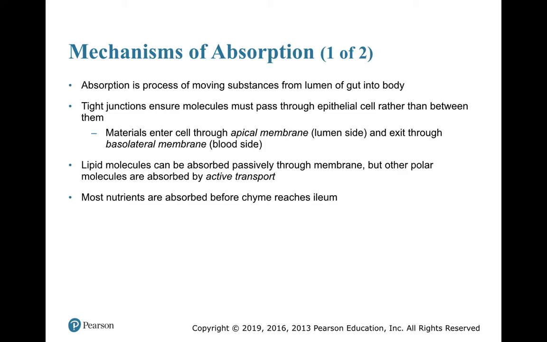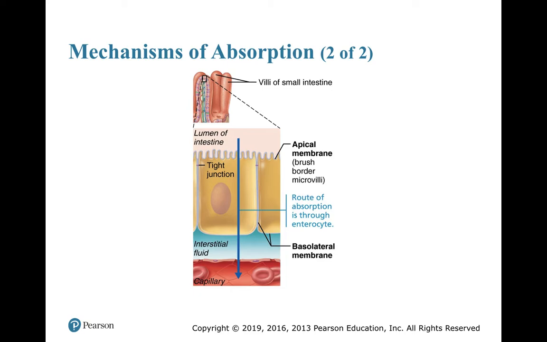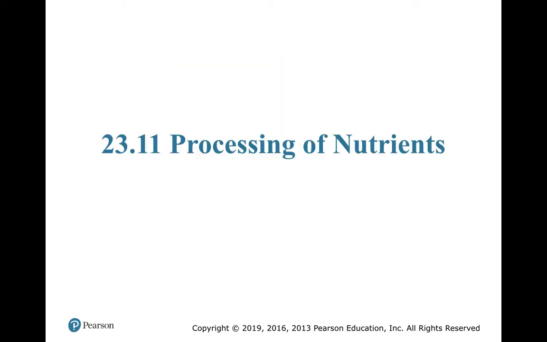Lipid molecules are not quite so easy to absorb. They can be absorbed passively through the membrane, but it's not that easy for them. Other polar molecules cannot cross the membrane on their own. They have to be absorbed by an active transport system. Most nutrients are absorbed from the chyme before it ever reaches the ileum. So how do we process those nutrients?